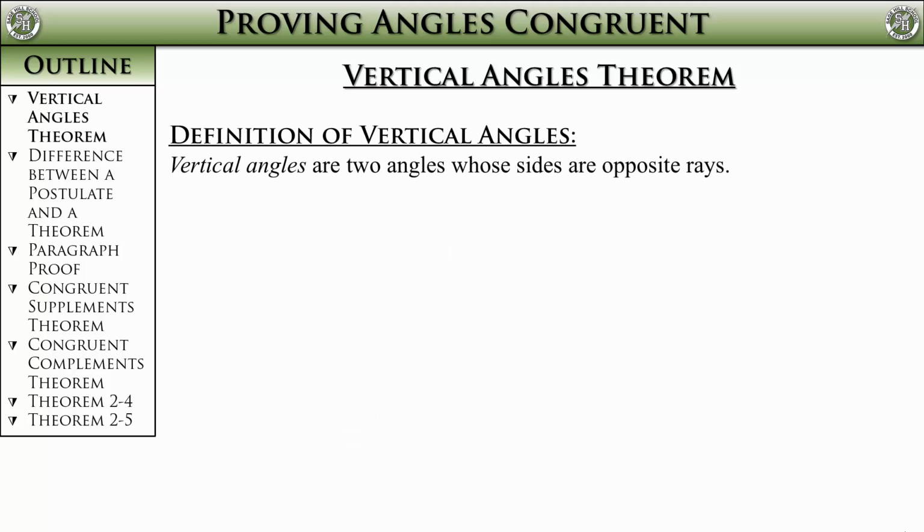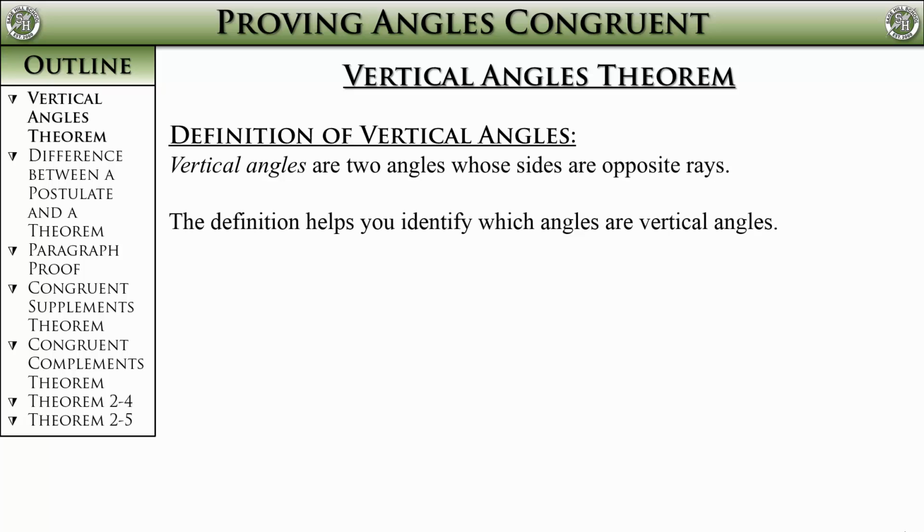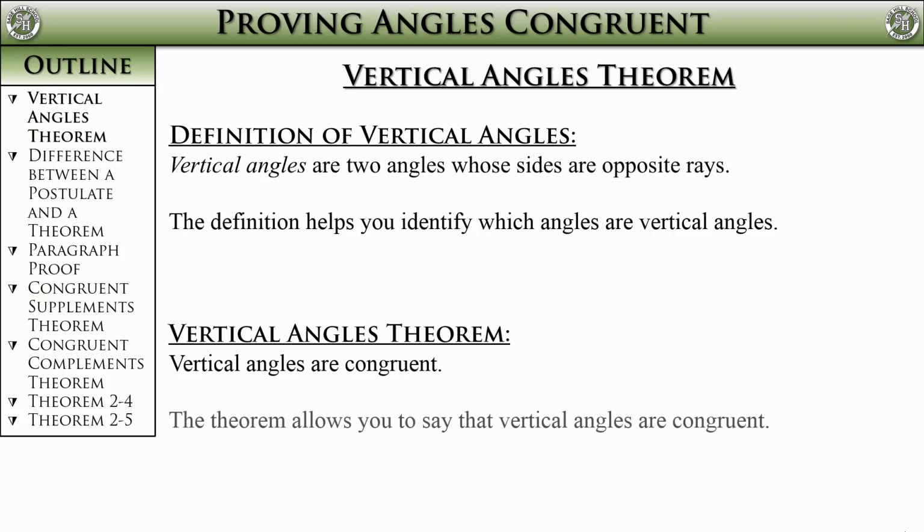So in summary, we have this definition. The definition lets us identify vertical angles. The theorem allows us to say that the vertical angles are congruent. At this point, it should seem obvious that I'm really trying to hammer home the difference between the definition and the theorem. There's a reason.